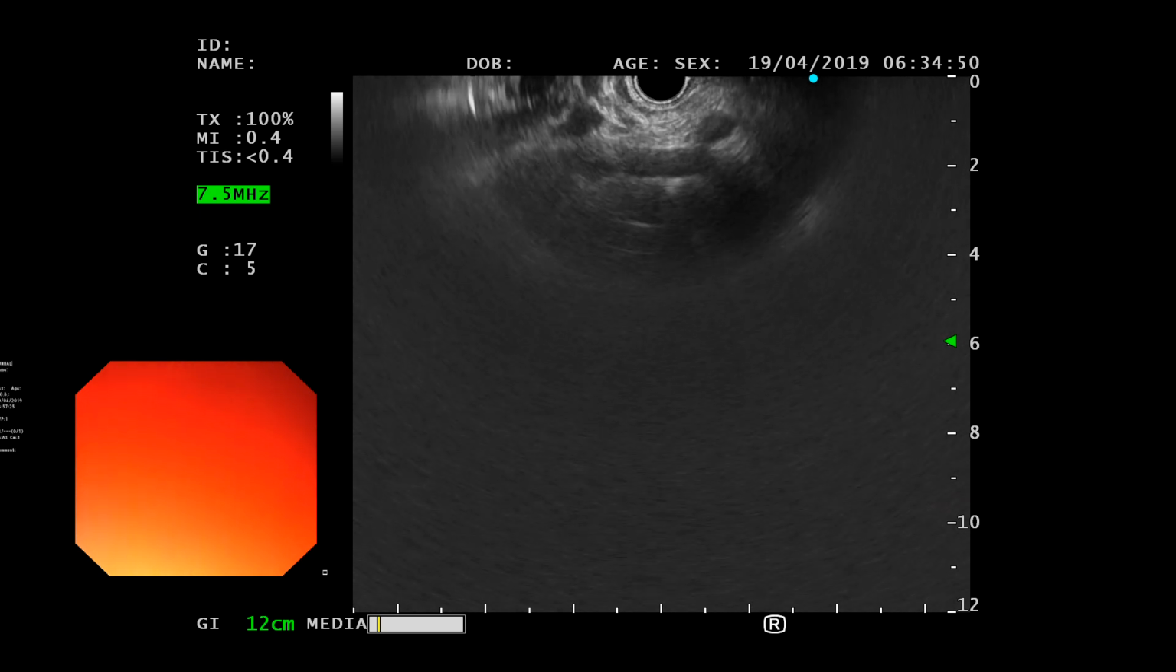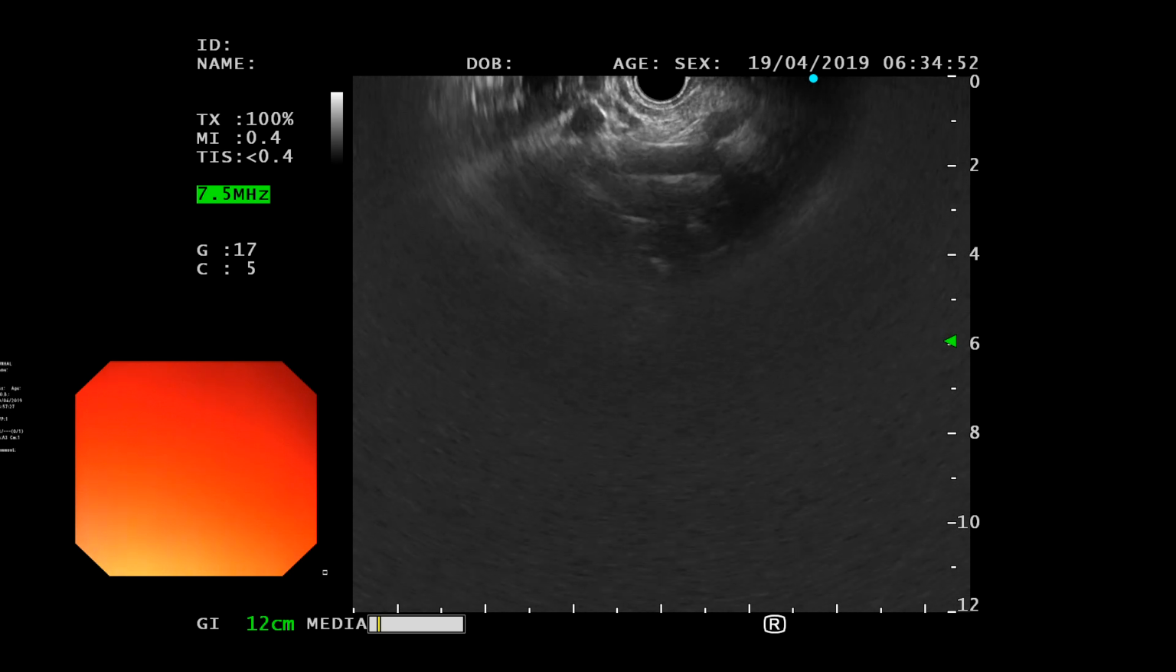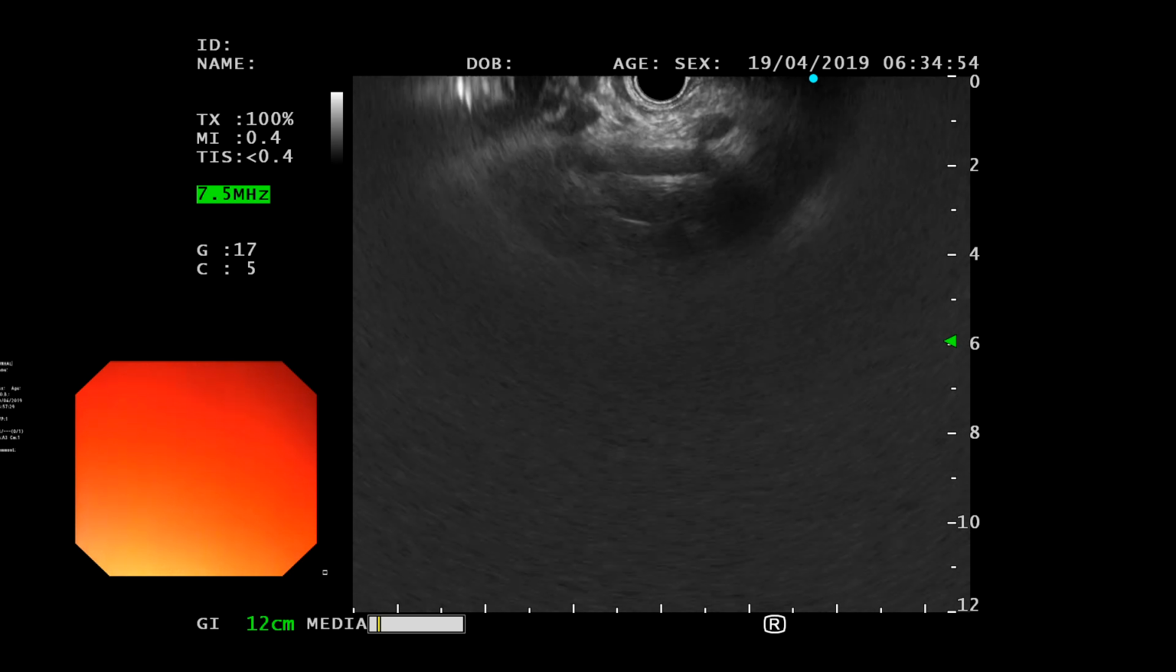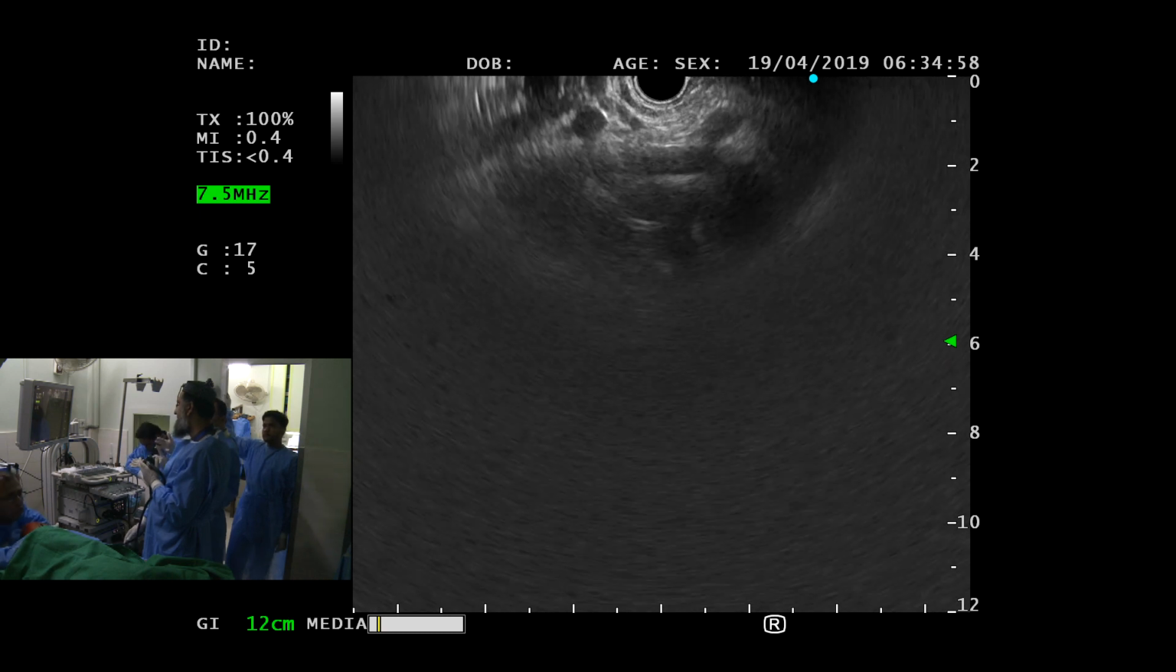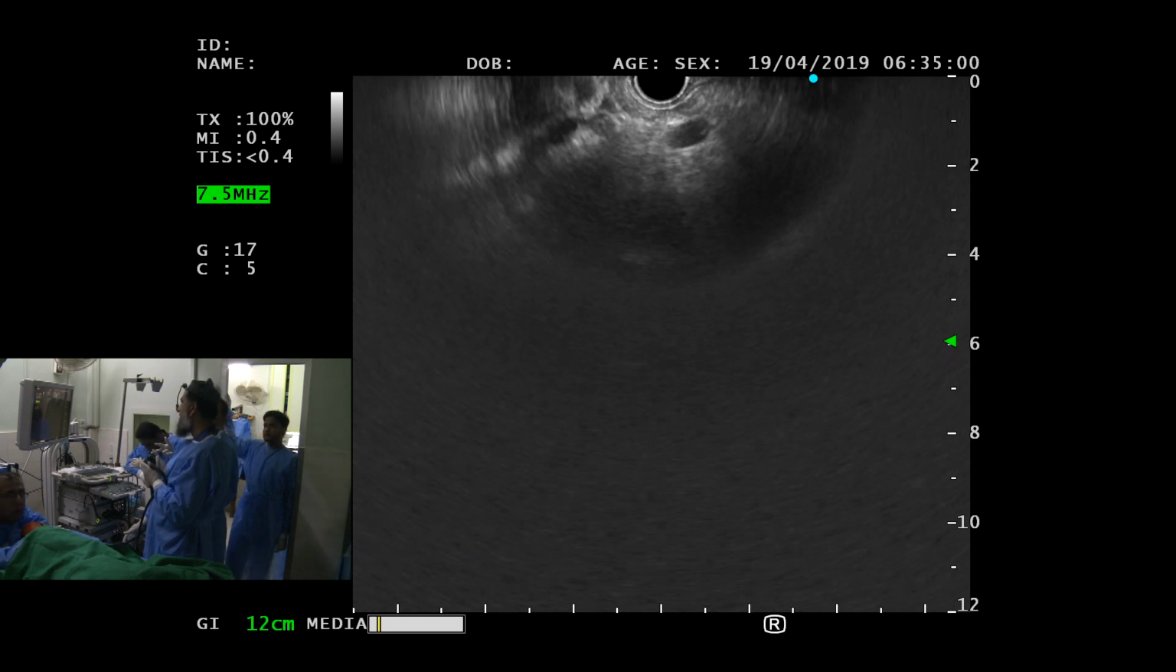Now there can be a solid tumor as well. A solid tumor can be a neuroendocrine tumor, it can be an islet cell tumor, or it can be an adenocarcinoma.